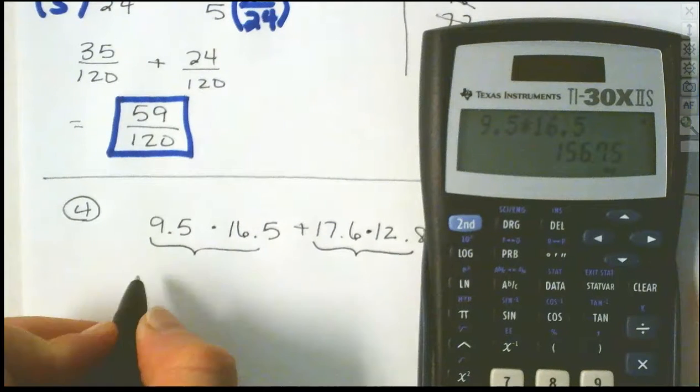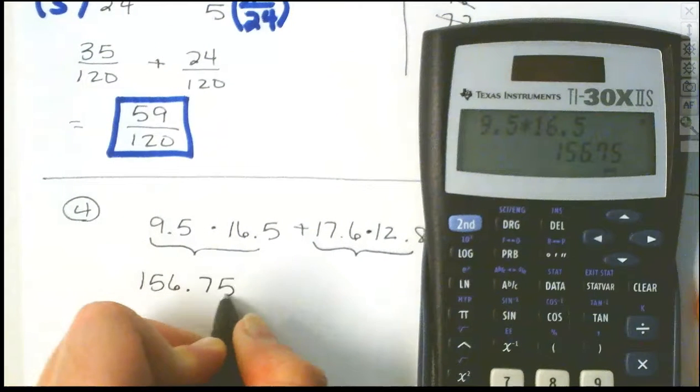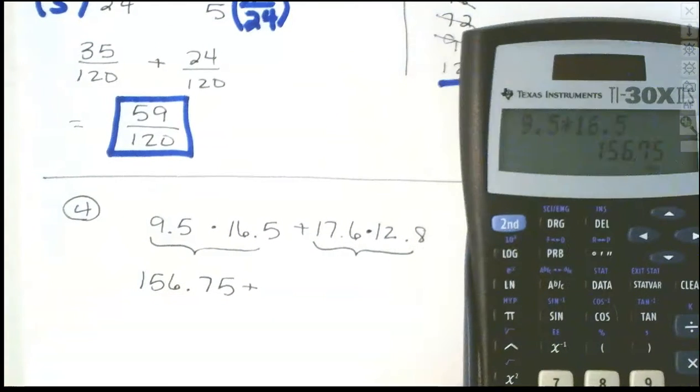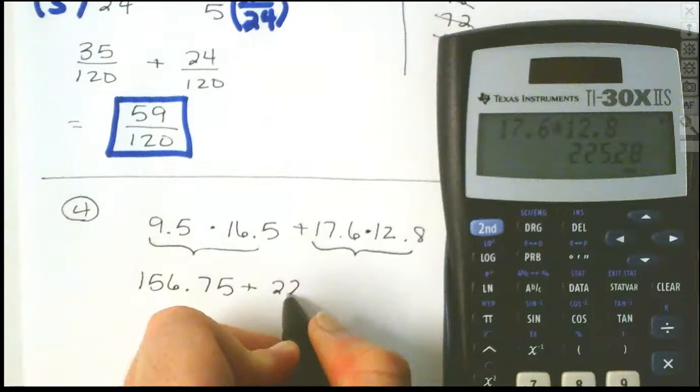That's going to give you your 156.75. So that's your first one. Then we repeat the process. For that 17.6, we're going to multiply that by 12.8. And that comes out to be your 225.28.